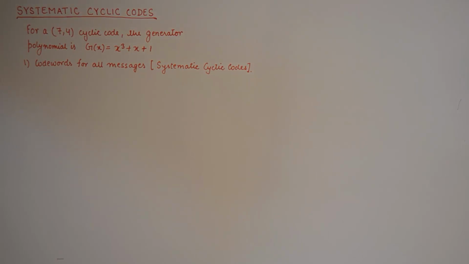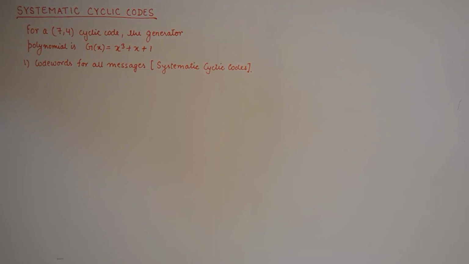In the previous video we also discussed the difference between systematic and non-systematic cyclic codes. In non-systematic cyclic codes, the parity bits are mixed up within the code word. They're not separated from the message bits. But in systematic cyclic codes, the message bits are separated on one side from the parity bits. It is more or less like the linear block codes.